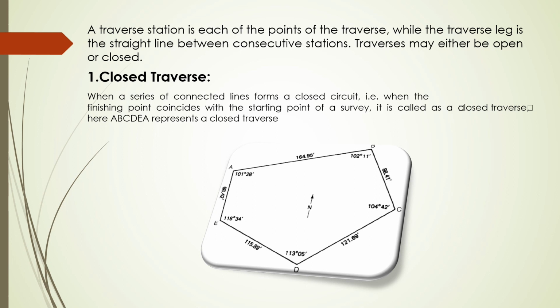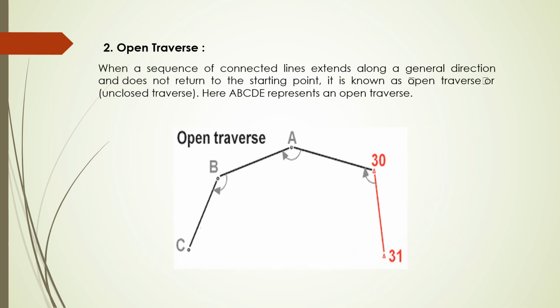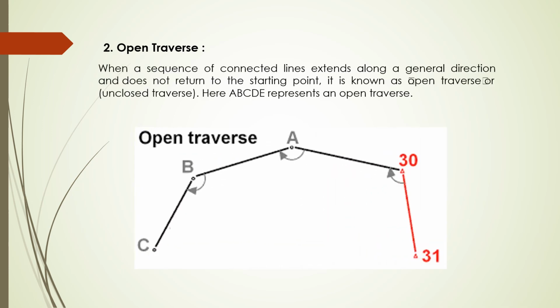Then on open traverse, when a sequence of connected lines extends along a general direction and does not return to the starting point, it is known as open traverse or unclosed traverse. Here is a representation. You can see A, B, C, D, and E.